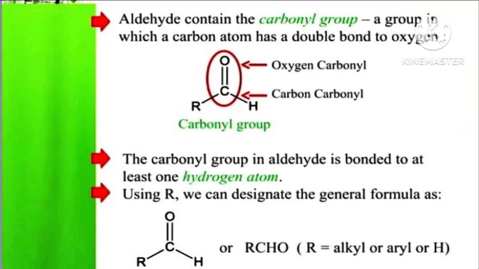Aldehyde. Aldehyde contains the carbonyl group, a group in which a carbon atom has a double bond to oxygen. The carbonyl group in aldehyde is bonded to at least one hydrogen atom. Using R, we can designate the general formula as RCHO. R stands for alkyl or aryl, or H.